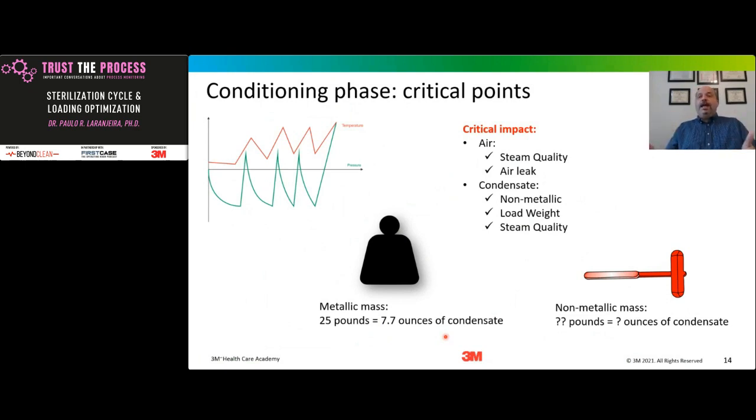We cannot only rely on creating packages because of the ergonomic value of 25 pounds. If it has non-metallics in there, and we use the 25 pounds rule, I'm going to have a lot of condensate inside of my load, and I will not be able to have a dry load at the end. So the performance of the conditioning phase, you're going to see it. If you put 25 pounds of non-metallics, you're going to see that your conditioning phase is stretching because it's creating so much condensate in there that the equipment is not able to remove all of it.